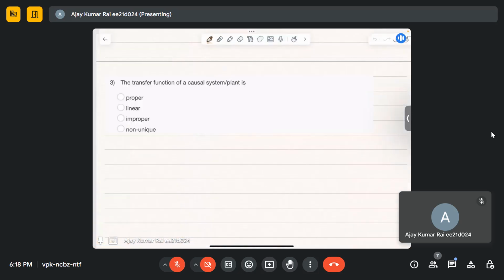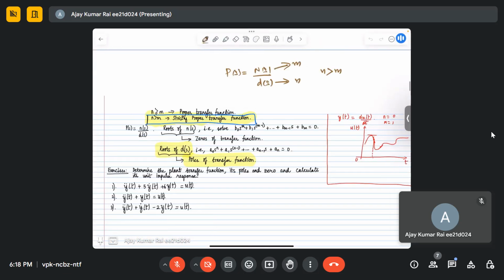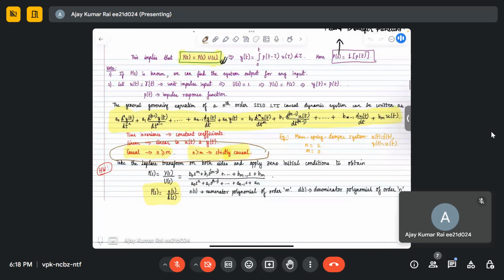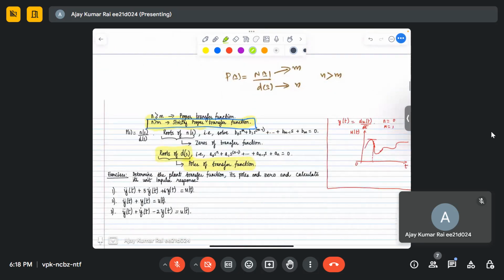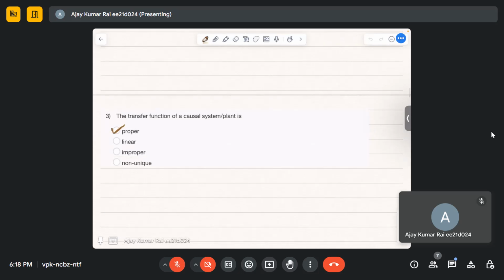So the question was about that. The transfer function of a causal system plant is proper. Let me go back and highlight this in another color. You see this point: n is greater than m, we call it strictly causal, and strictly proper transfer function. So the transfer function of a causal system is proper. Any doubt in this? That's already discussed.